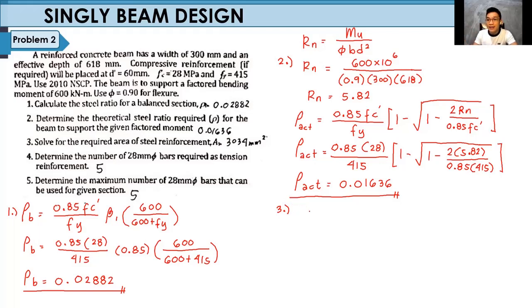Take note that dito na tayo sa beam. Yung rho minimum natin for beams is 1.4 over fy. So therefore, 1.4 divided by fy, which is 415. So that is equivalent to 0.00337. How about our rho maximum? So rho maximum natin for tension control, di ba? Nandun yung kanina, yung formula natin. That is equivalent to 0.85.